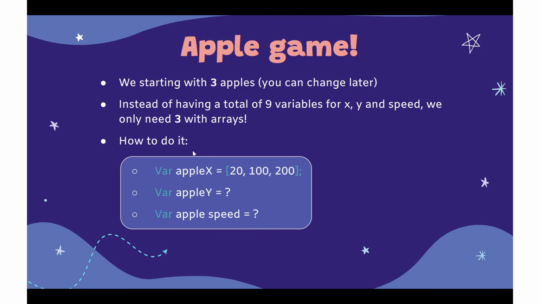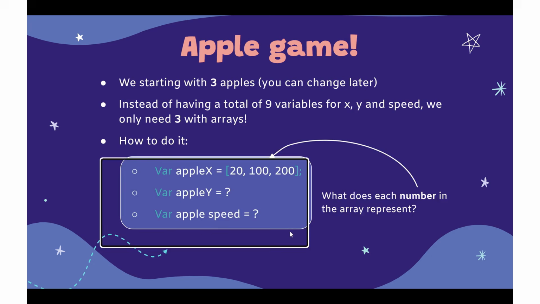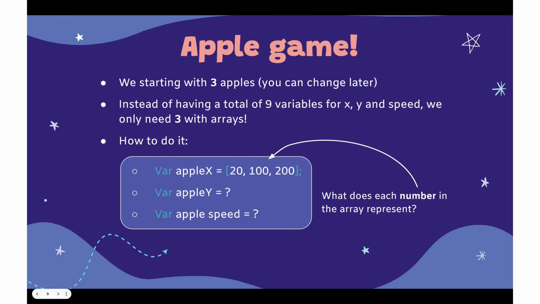We can do var appleX is equal to, and then these are going to be the different starting x coordinates of each apple. And the way appleY and appleSpeed will work is also going to be very, very similar. You can try to come up with what you want that to be on your own. Try to keep speed between 1 to probably 4 or 5. We don't want the apples to go too fast.